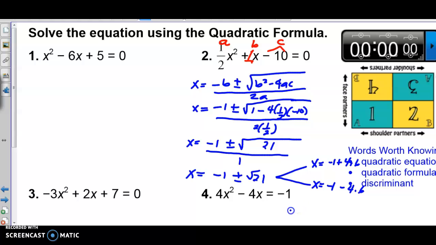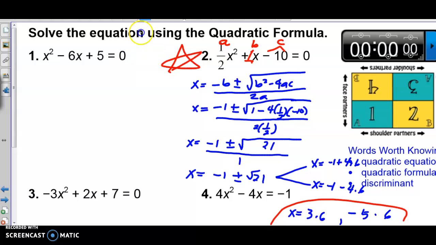So the two possible answers are going to be 3.6 and -5.6. So those are the two possible solutions to this quadratic equation. Alright, so now it's your turn. Go ahead and go back to Schoology so you can do the practice for using quadratic formula.